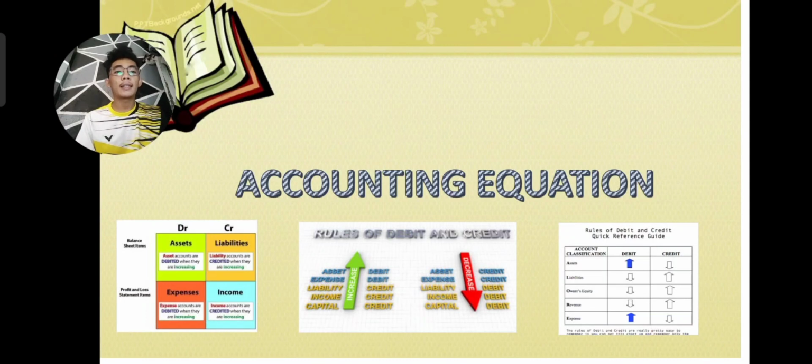Today we will discuss the accounting equation, but before that, let me introduce the members. First reporter, we have Jean Pingus Daroy. Second reporter, we have Angelica Caimo. Third reporter, we have Giselle Puntillas, and the last one, yours truly, Carlos Lalag. So let's start with the accounting equation with Jean Pingus Daroy.